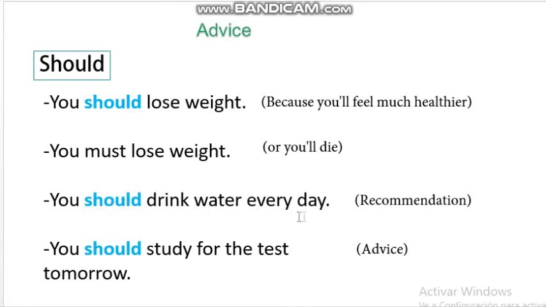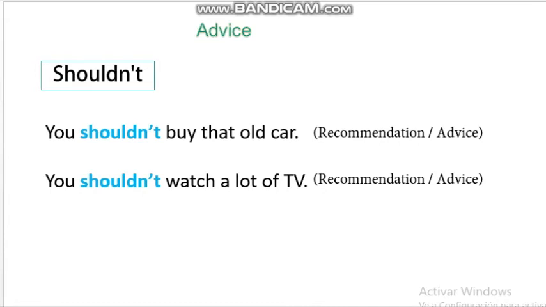"You should drink water every day." It's a recommendation because if you drink water, you'll be in good health. "You should study for the test tomorrow." It's advice too, because if you study for the test, you are going to do well and pass the test. Should was in positive. Now we are going to see the negative.